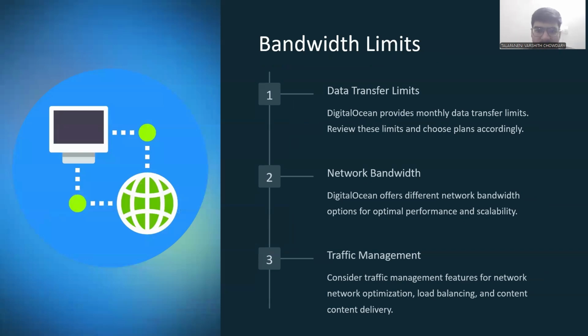And coming to bandwidth limits, these are the different types of bandwidth limits present. Data transfer limits. DigitalOcean generally provides you monthly data transfer limits. Whenever you launch a website or host a server, that server needs to communicate with the customer. At that time, it will communicate by sending some data to the customer or to the person. That is the data which is called data transfer.